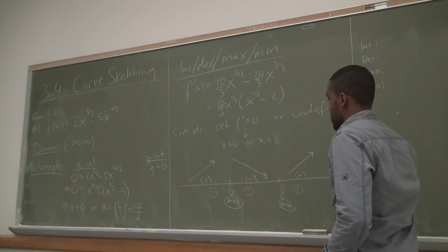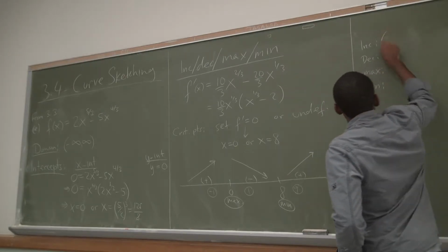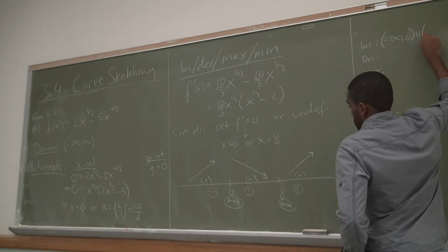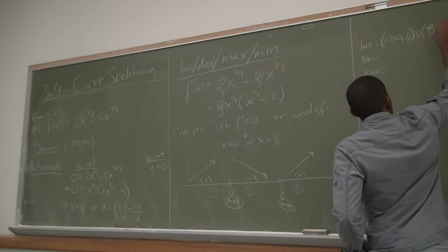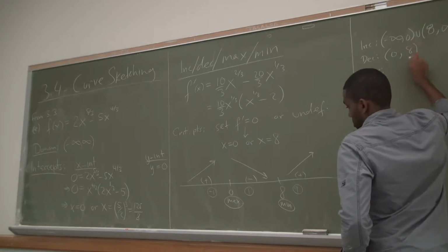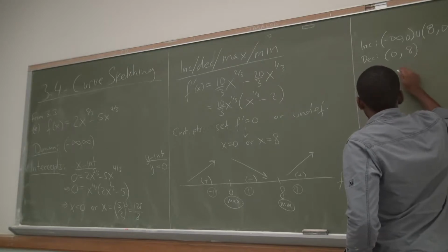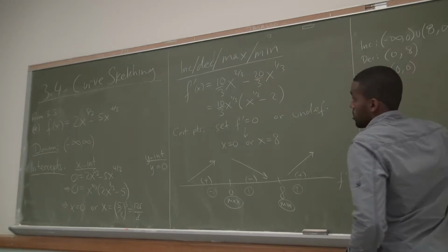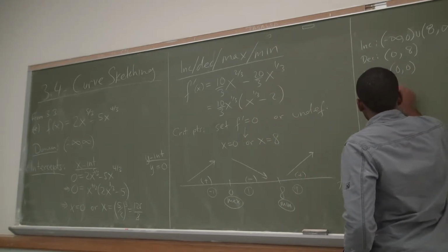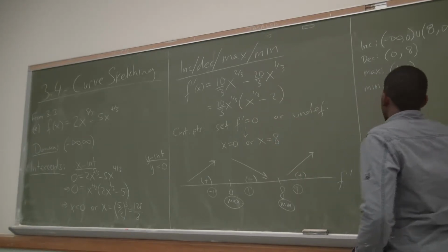Okay, increasing, where is it increasing? Negative infinity to 0, and union 8 to infinity. Decreasing between 0 and 8. The maximum occurs at 0, 0, right? Because you just plug into the y value. The minimum occurs at 8, what?